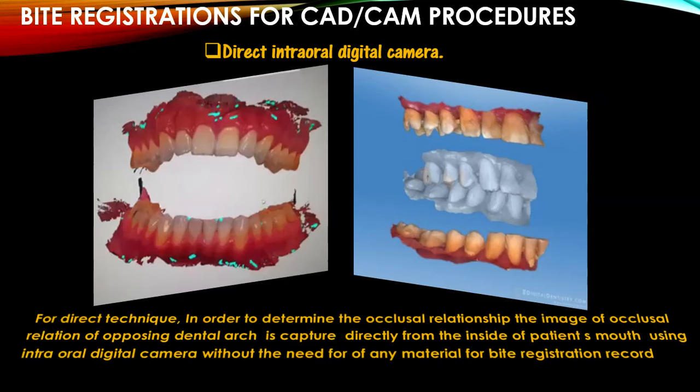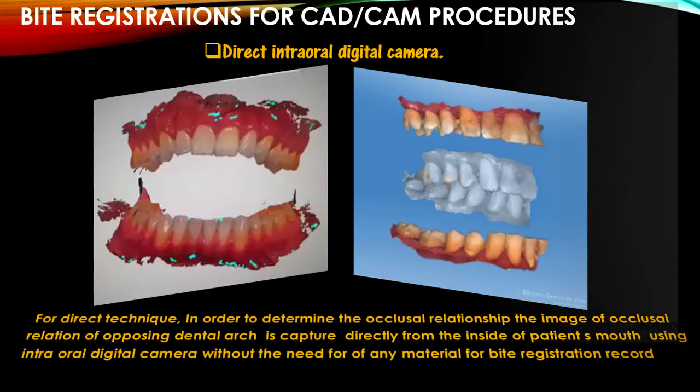For the direct technique, in order to determine the occlusal relation, the image of the occlusal relation of the opposing dental arches is captured directly from inside the patient's mouth using an intraoral digital camera without need of any material for bite registering record.